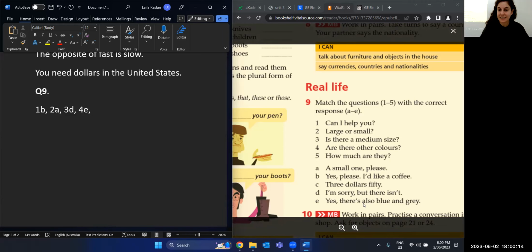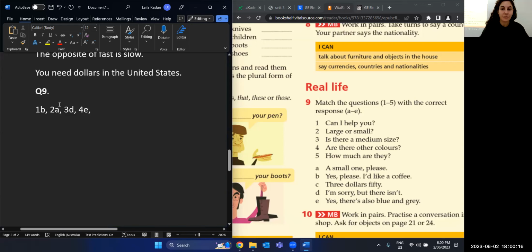There is, there's. How much are they? $3.50. So $3.50, that's 5C. That's what it looks like.